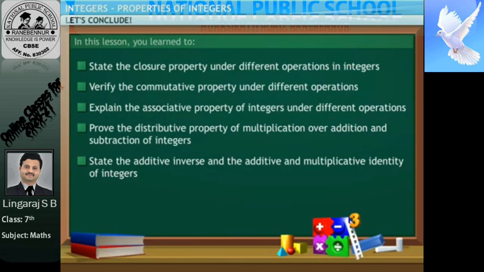Congratulations! You have successfully completed this lesson. In this lesson, you learned to state the closure property under different operations in integers and to verify the commutative property under different operations. You also learned to explain the associative property of integers under different operations and to prove the distributive property of multiplication over addition and subtraction of integers. Finally, you learned to state the additive inverse and the additive and multiplicative identity of integers.